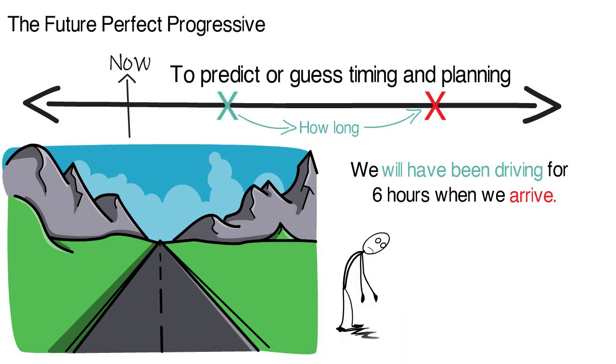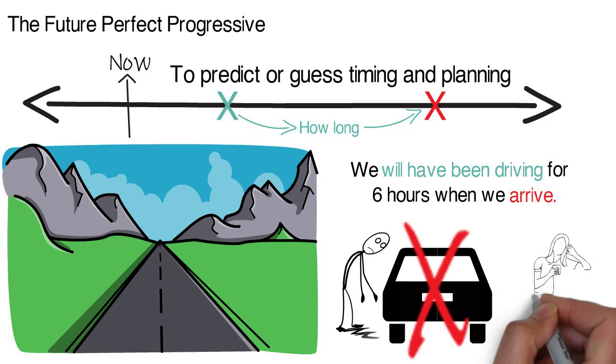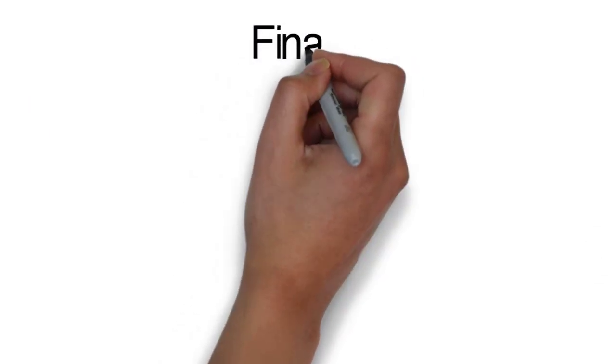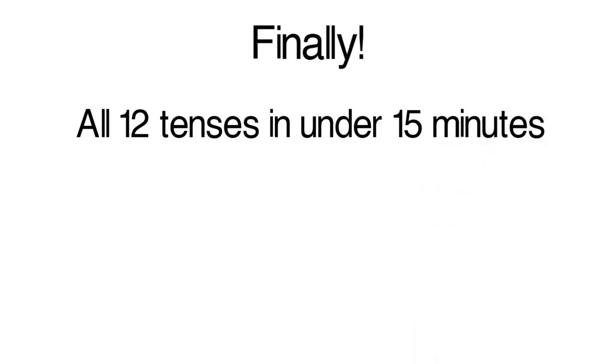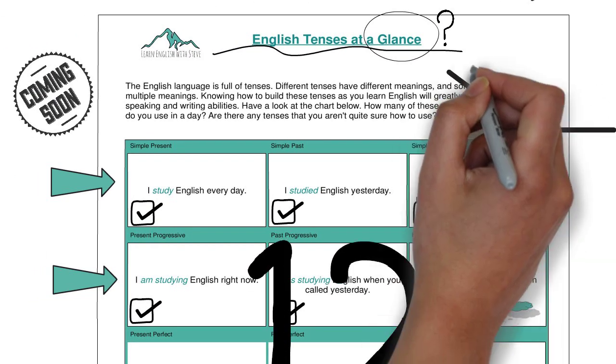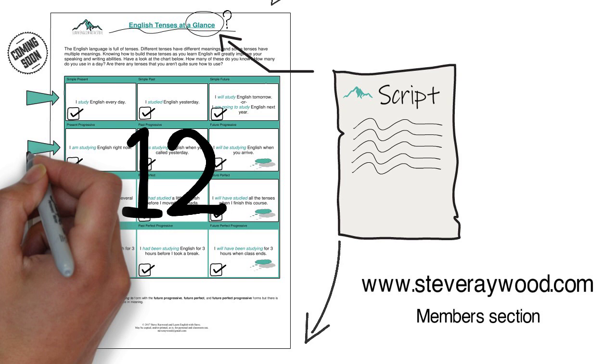This could mean a few things. We will be tired, we won't want to do any more driving, or we will need a break. Finally, that's it. All 12 tenses in under 15 minutes. As I said in the beginning of this video, this was just a glance at all the verb tenses, and I didn't go into very much detail on each tense or how to make it.